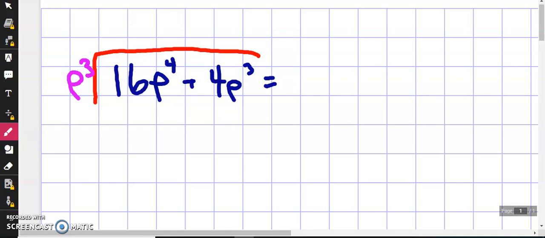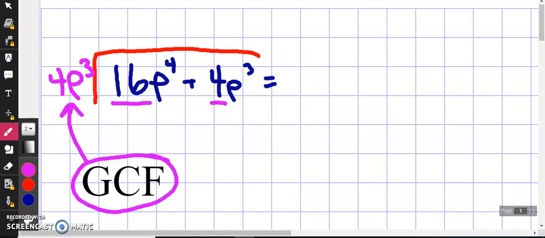So the next thing I'm going to do is look at my coefficients. I see 16 and 4. So what I'm going to do is write down the largest common factor between these two numbers. I know that both 16 and 4 will divide by 4 evenly. So that means my greatest common factor, or my GCF, needs a 4 as the coefficient. And then, as we said a minute ago, the p cubed is the variable. So when we say GCF, that is what we mean.